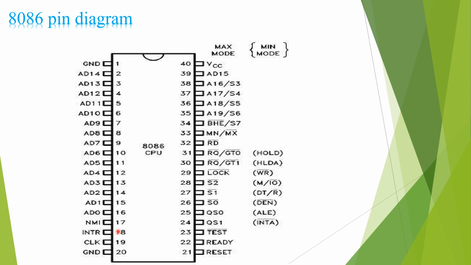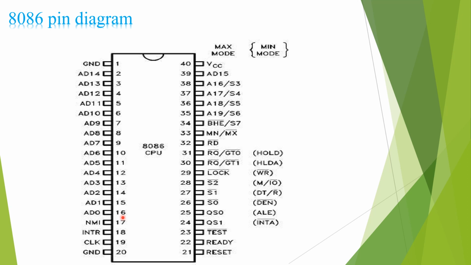After that, pin number 17. Pin number 17 is NMI. It stands for non-maskable interrupt. It is an edge triggered input which causes an interrupt request to the microprocessor. We cannot avoid this interrupt. We have to attend this interrupt.